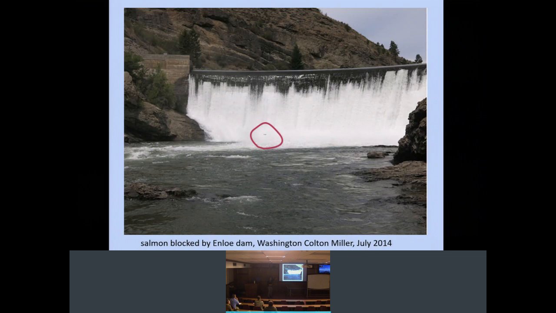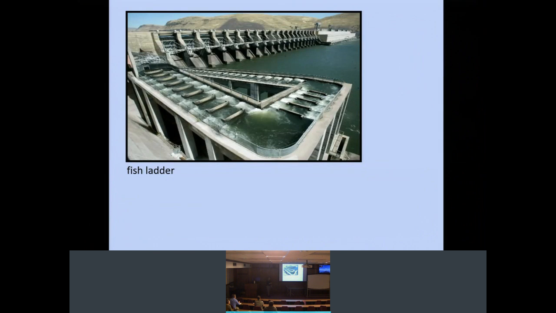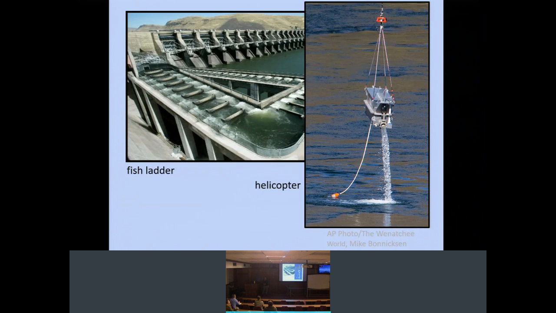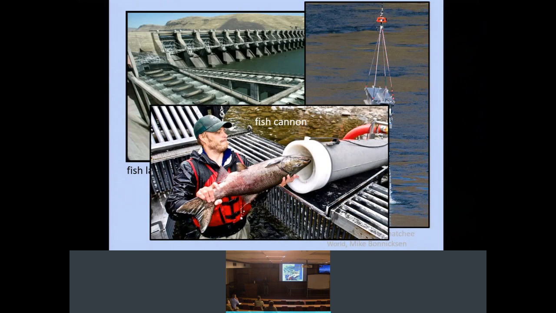And so dams have absolutely limited the upstream range, reduced the upstream range of populations in a variety of rivers across the world. So we respond to that by helping them. So, no, there we go. So we do things like build fish ladders, which kind of makes a ramp up the dam. Helicopters, collecting the fish below the dam, sticking them in a basket, helicoptering them above the dam, releasing them, trucking fish around the dam. And my favorite is the fish cannon.